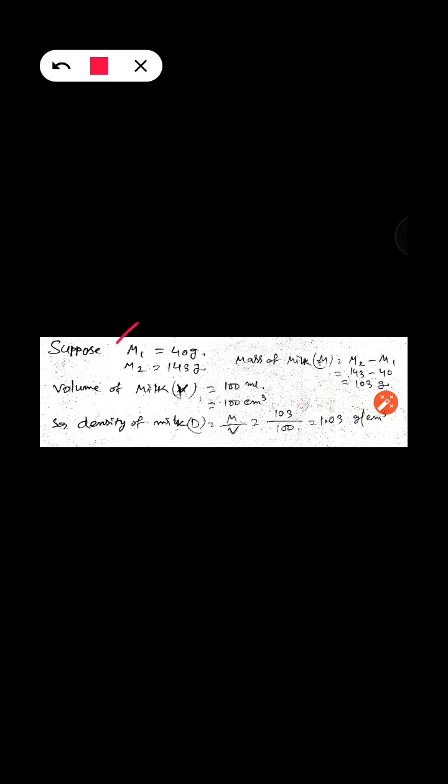Suppose here m1 is 40 gram and m2 is 143 gram after filling it up with 100 ml of milk. Now the volume of milk is 100 ml or 100 cm³. So the mass of the milk, m equals m2 minus m1, which is 103 gram. Now the density of milk, D equals m by v, is 103 by 100, which is 1.03 gram per cm³.